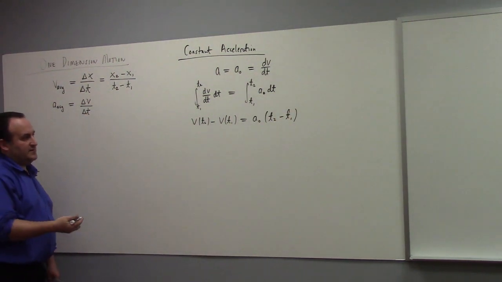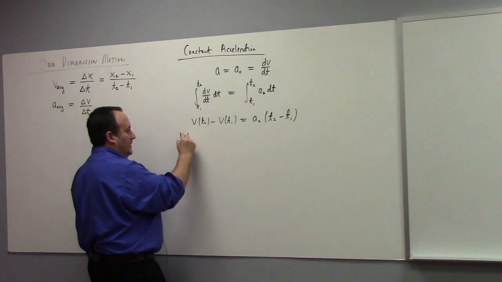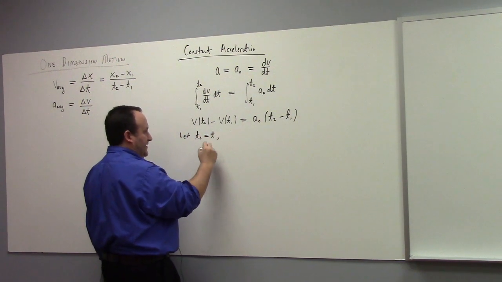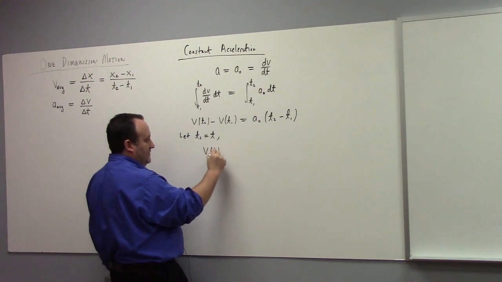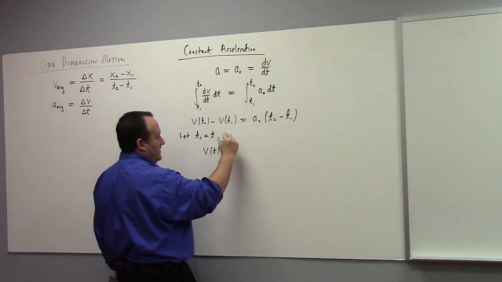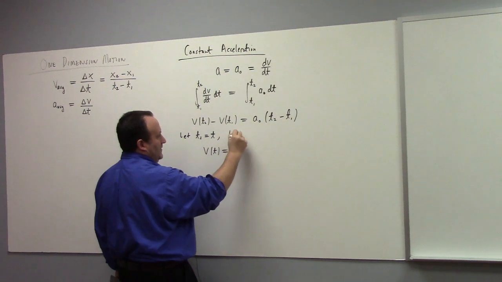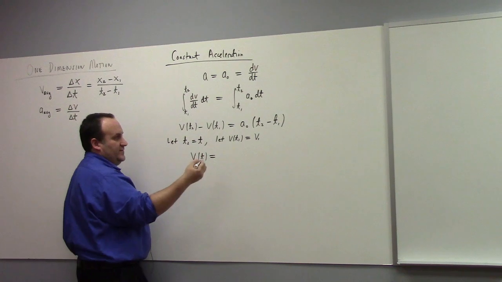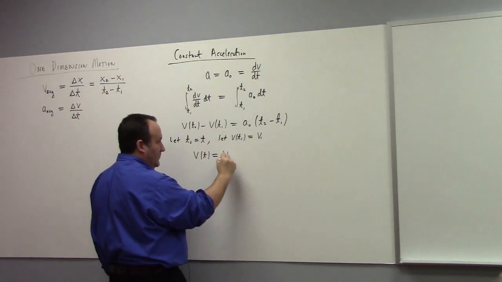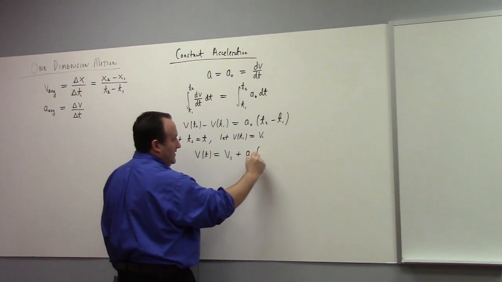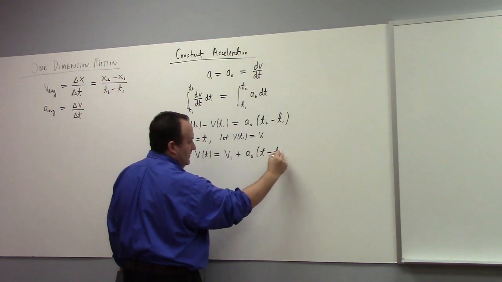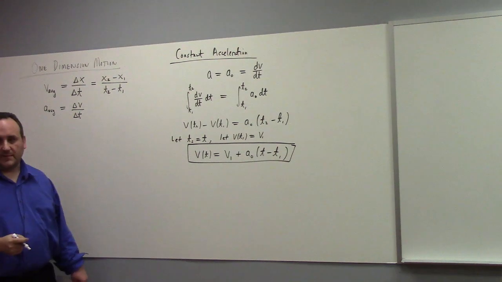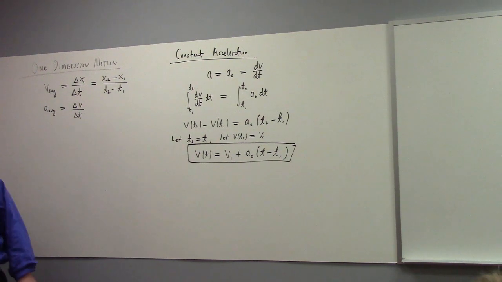In other words, if we let t2 equal t, then that gives us v of time t is equal to, and let's let v of t1 just be equal to v1. That's a common notation in here. So v of t will be v1 plus a sub 0 times t minus t1. So there you go. That's the velocity as a function of time in the constant acceleration case, right?